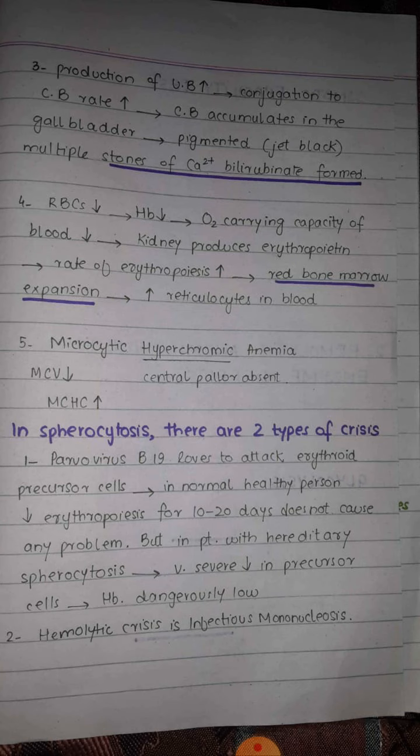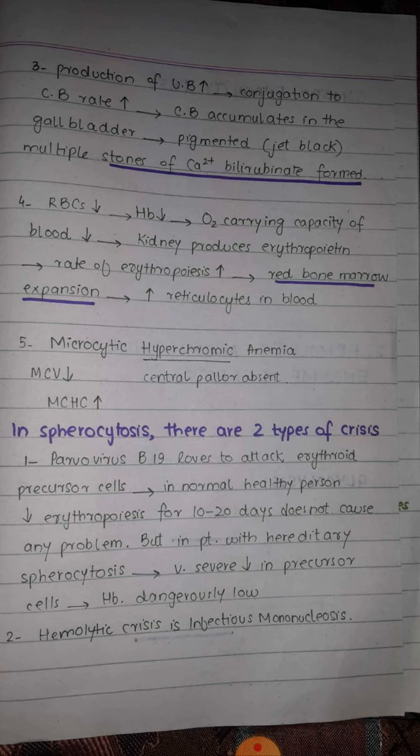Now, in hereditary spherocytosis, as the red blood cells have become spherocytes, they have become smaller in size. So we can see that the person is suffering from microcytic anemia. In addition, when the red blood cell becomes a spherocyte, there is no central pallor, because when red blood cells are present in biconcave shape, then there is central pallor. So when there is no central pallor, we can say that the red blood cells have become hyperchromic. So a person is suffering from microcytic hyperchromic anemia.